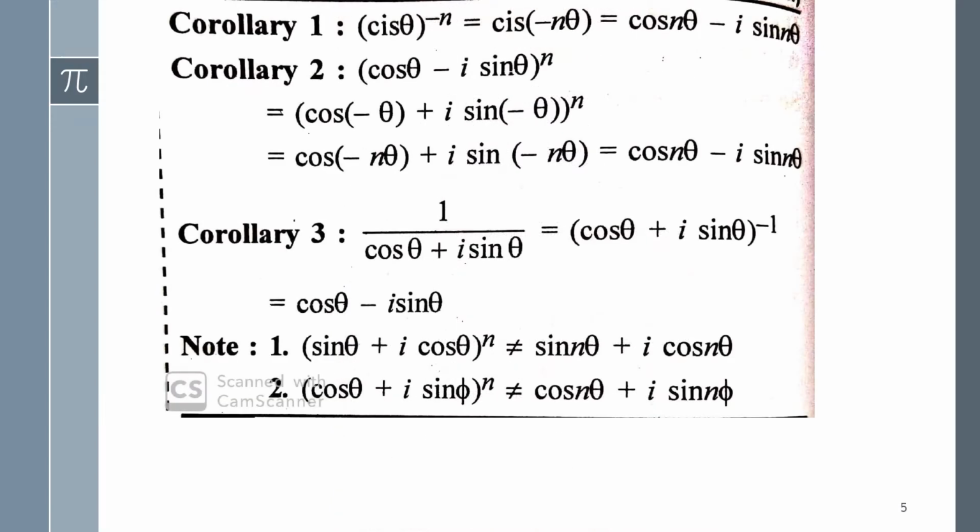Here you can see that there are given 3 corollaries, and which is very much important for the examples, because after this one we are going to start examples of De Moivre's theorem.